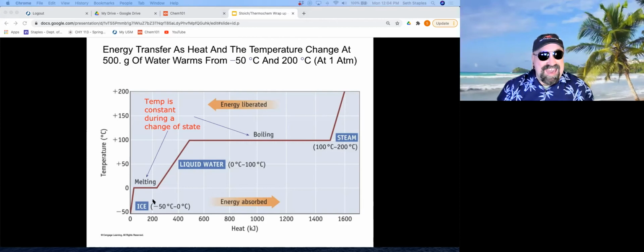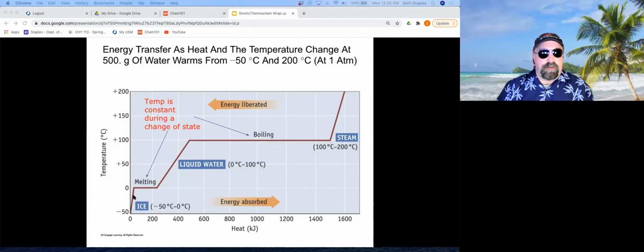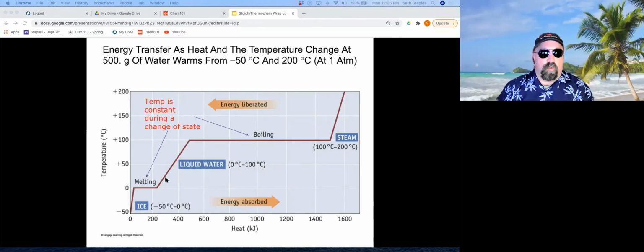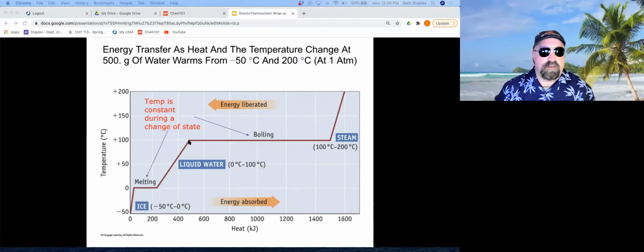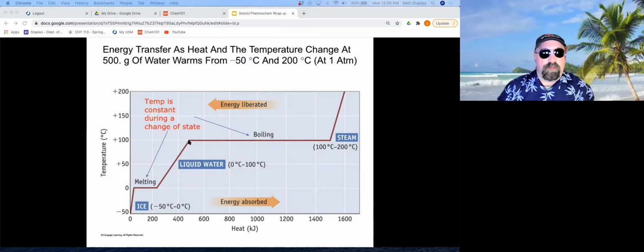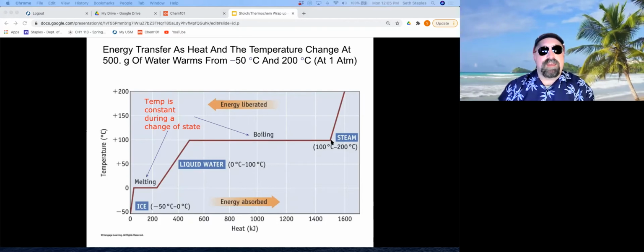In order to get that to a gas at +200, we first have to warm the ice up until it gets to the melting point. At that point, all the energy goes into melting the ice from 100% solid to 100% liquid. Once it's all liquid, the energy can now go into warming it up again until we get to the temperature of the boiling point. Now all the energy goes into transforming this from 100% liquid to 100% gas. Now the energy can go into warming it up again.